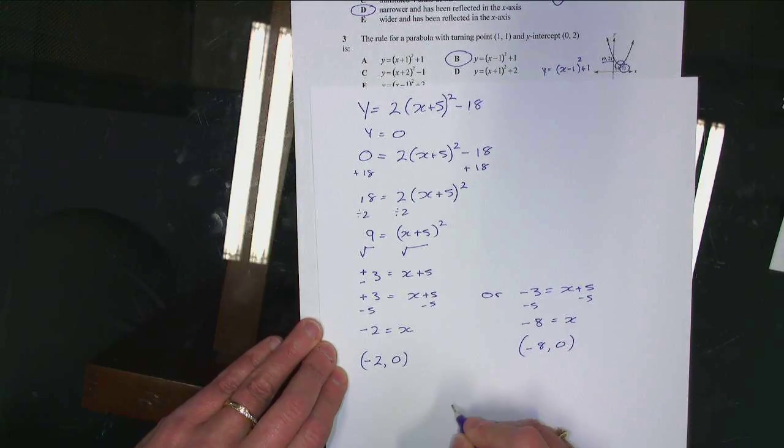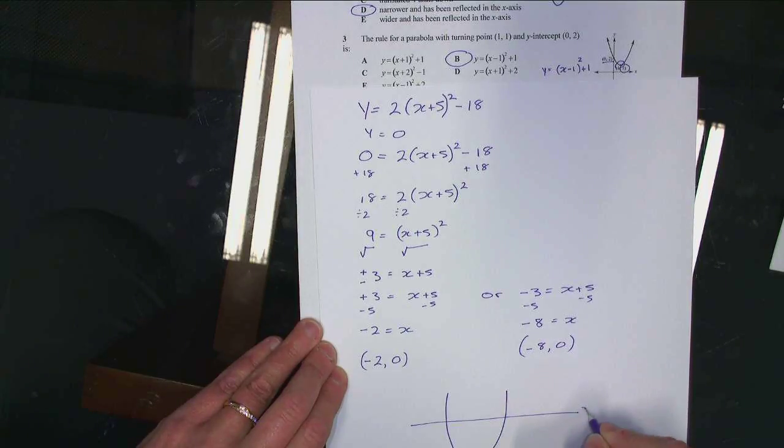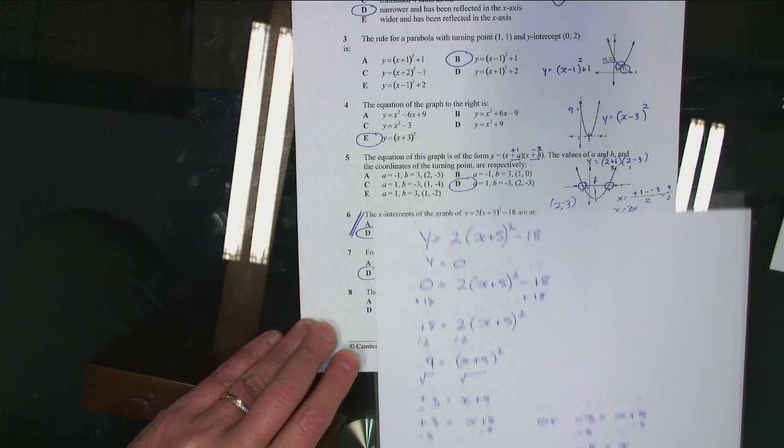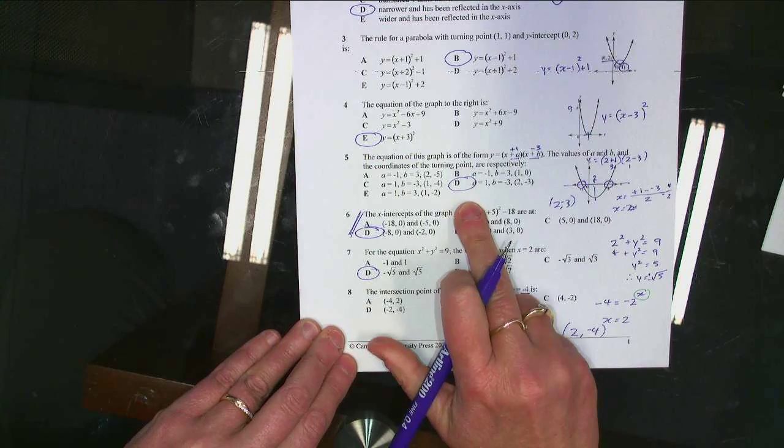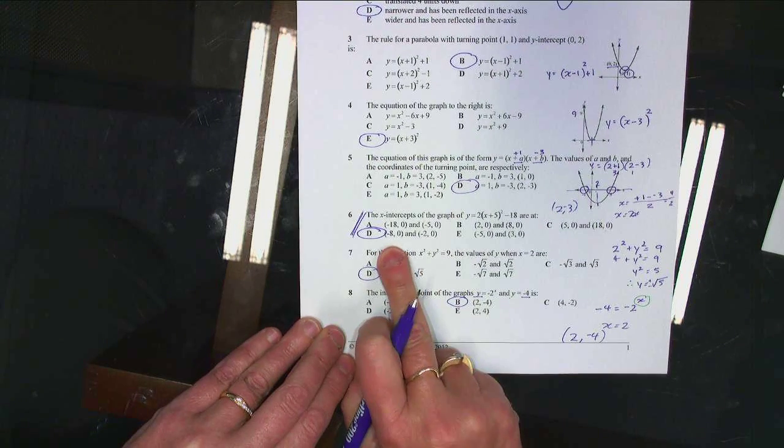So when we draw our graph and we're looking for the x-intercepts, we've got this point here, which is (-2, 0), and we've got this point here, which is (-8, 0). So that's the answer to that question. That was, no, not this question here, D.